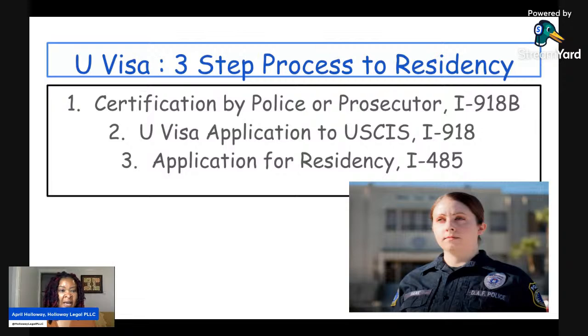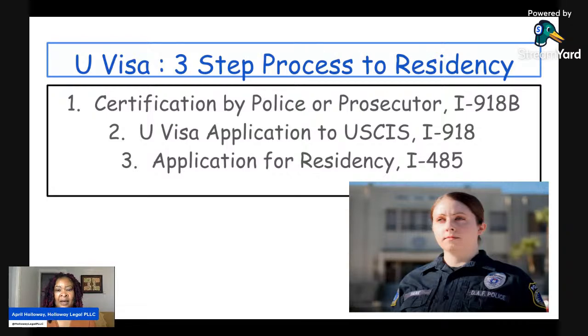After USCIS agrees to designate you with the U visa, then you're going to receive a letter that tells you the time frame in which you're going to be eligible to apply for residency. You can also apply for a work permit during this time, because there is going to be a wait between when you apply for a U visa, you're designated with the U visa, and when you can officially apply for residency.